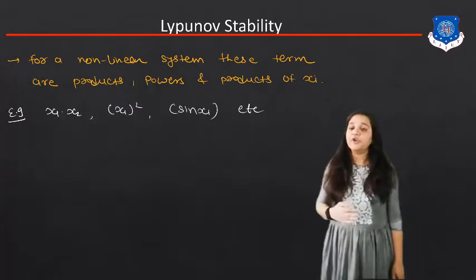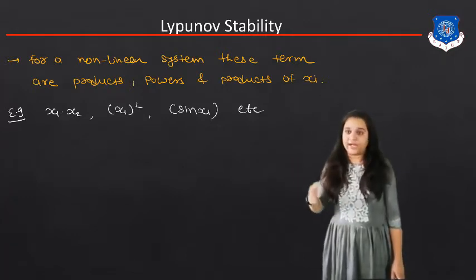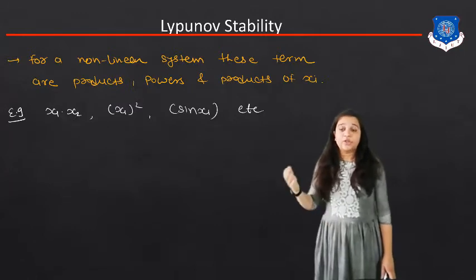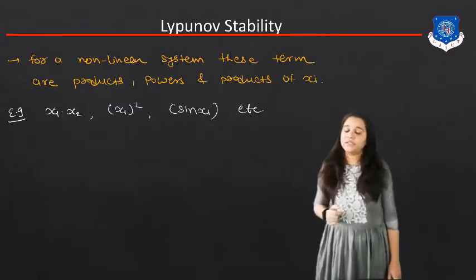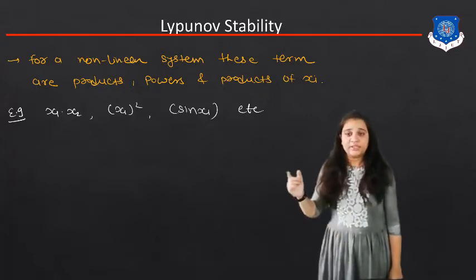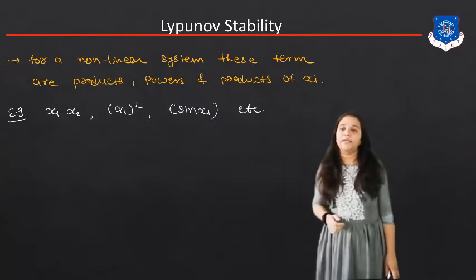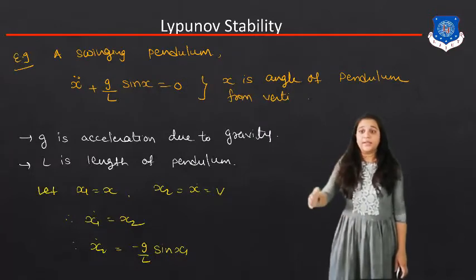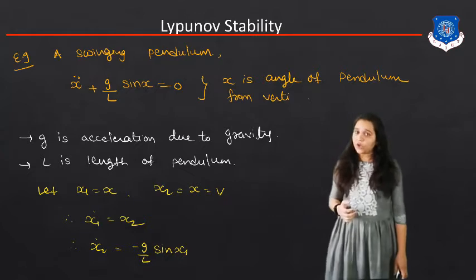So we can get an equation like x1 dot x2, or x1 square, or sin x1. If we get a term in this manner, this type of system becomes a non-linear system. Clear? So this is the difference between a linear equation and a non-linear equation. Okay, now take another example to identify that the system is non-linear.